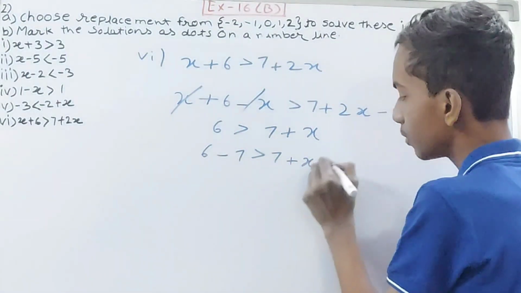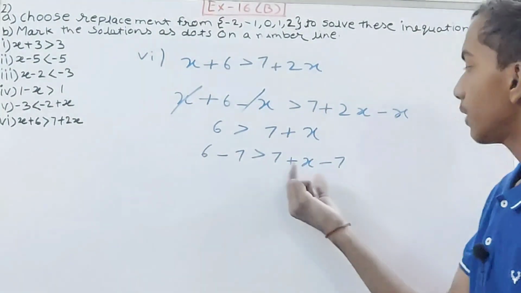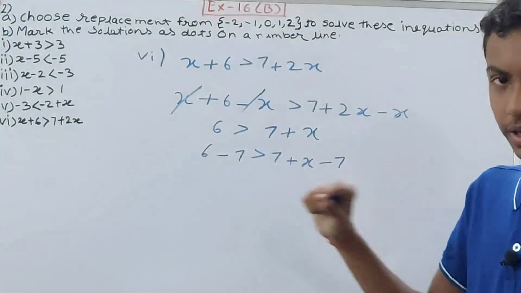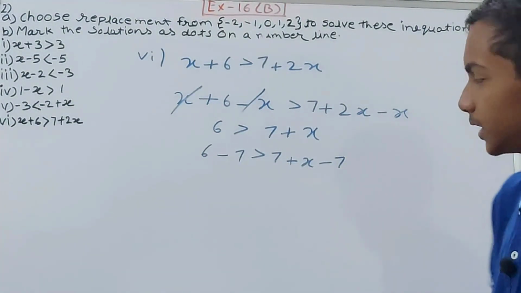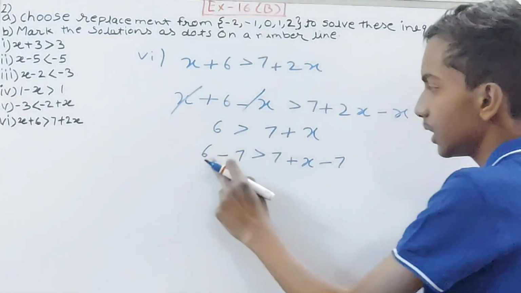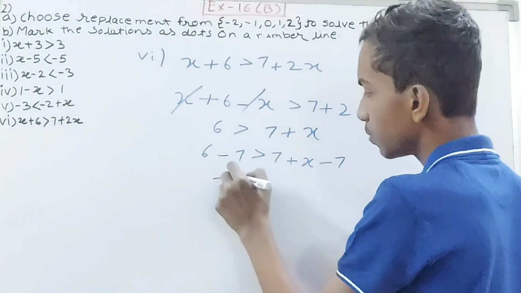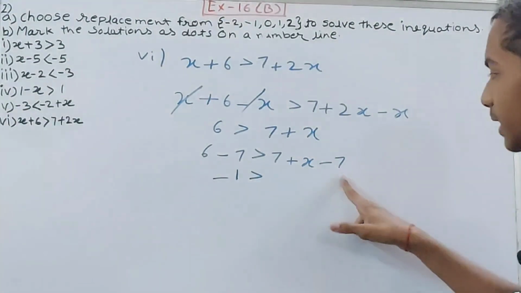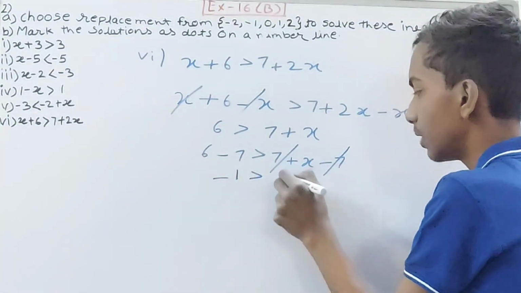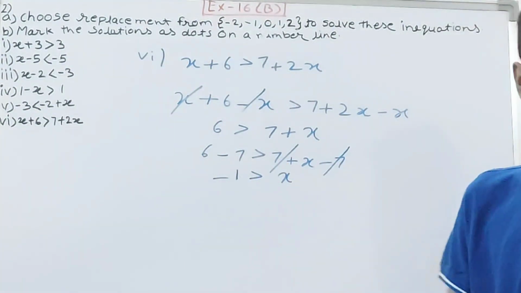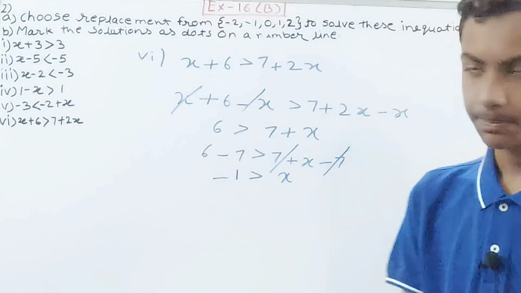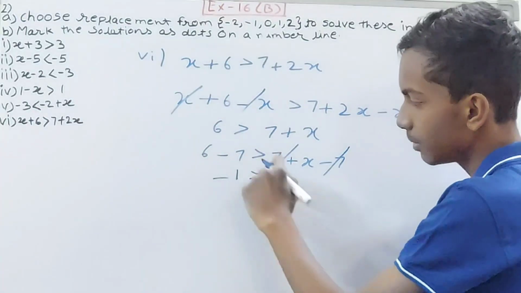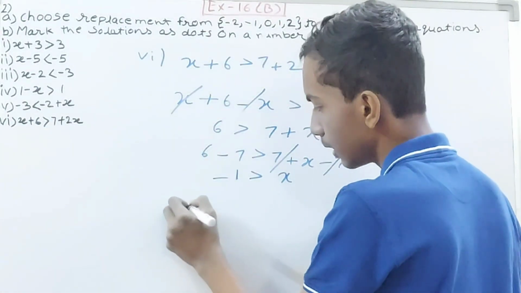Get rid of this 7, so minus 7 here also. First I put minus 7 to get rid of this 7, and same on the other side. Don't forget to put minus 7 on both sides. This will give you, see, 6 minus 7, minus 1 is greater than 7 plus x minus 7. So 7 and 7 cancel, you are left with x. Minus 1 is greater than x. So again, you can read this as x is less than minus 1, whichever way you feel like, right?